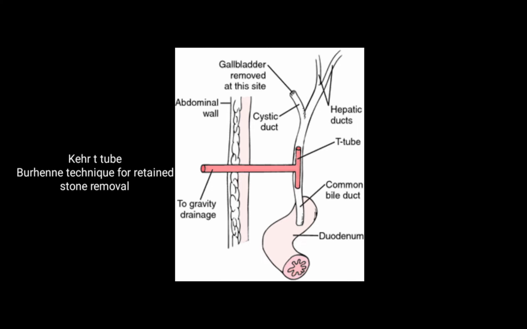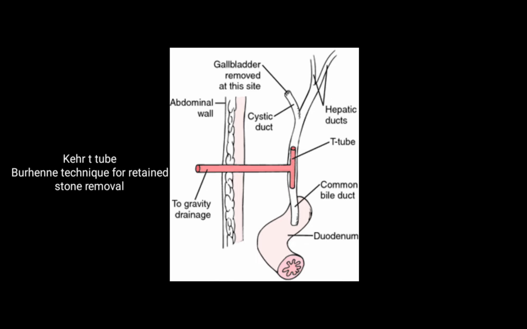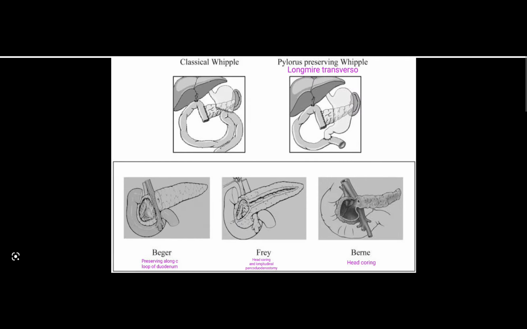Okay. Then the next image we have is of Kehr's T tube. Kehr's T tube, this is the T tube put in the CBD in case of CBD stone, and what is the technique used here? It is Burhenne technique, for retained stone removal. Okay. Then next we have image of different procedures that are used in case of chronic pancreatitis.